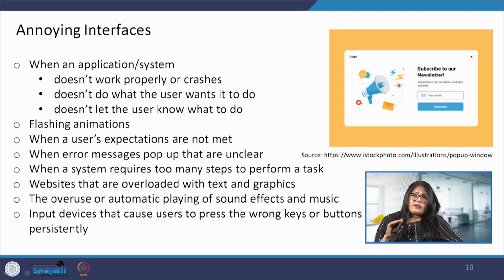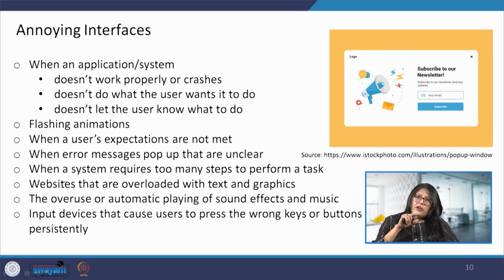Now, when the information being passed on to the user is unclear, sometimes we see a pop-up message, and sometimes that pop-up message is not really helpful because it is not conveying anything of use to the user, but still it keeps popping up. We keep closing it down, it keeps popping up. So these are very annoying examples, and either the pop-up message should be very clear about how the user should proceed from there, or once you close it, probably it should not pop up again.